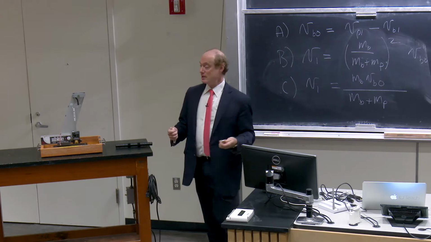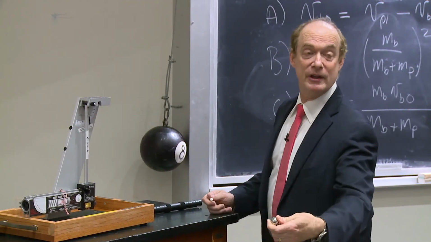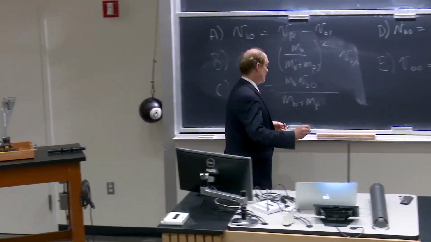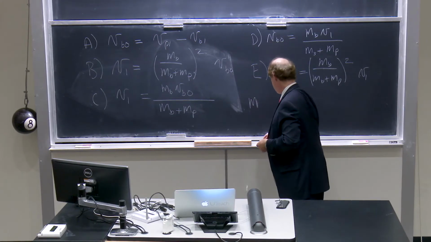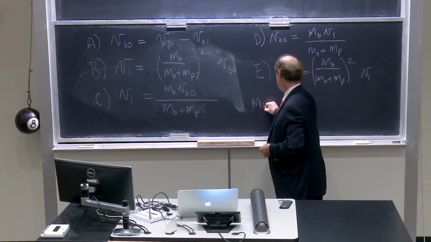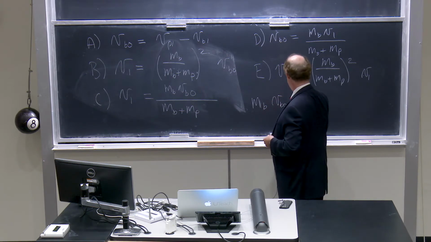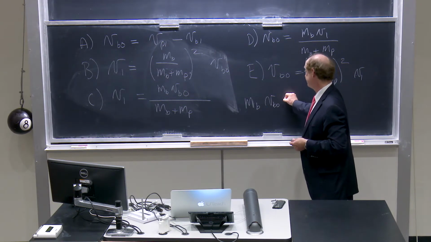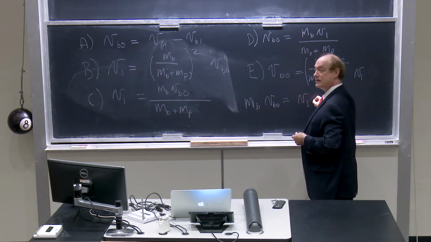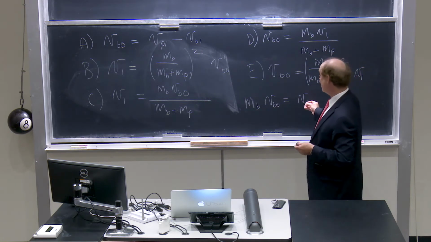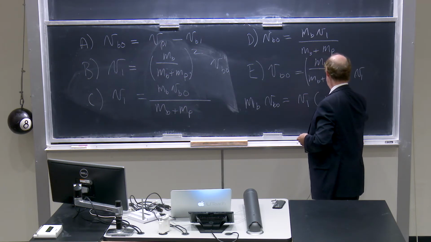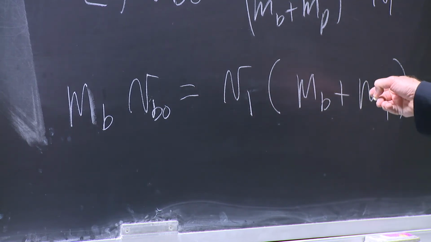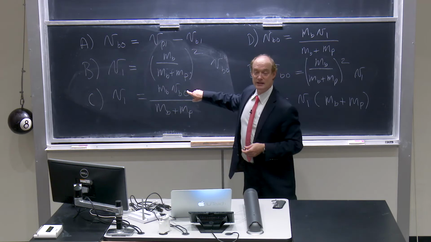It's an inelastic collision. The momentum of the ball prior to the collision equals the momentum of the ball and the pendulum just after the collision. So if we take mb to be the mass of the ball and vb naught to be the velocity of the ball just after it leaves the spring but before it hits the pendulum, then that has to equal v1, the velocity of the ball and pendulum moving together, times the total mass. And that, with a little bit of rearrangement, is exactly c.